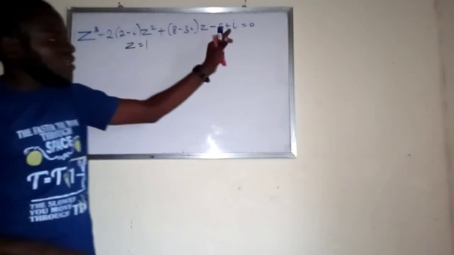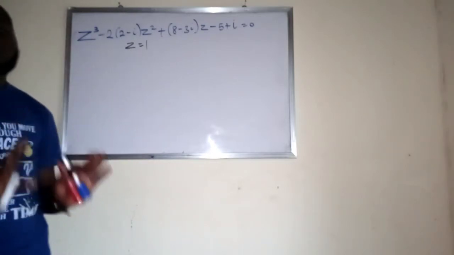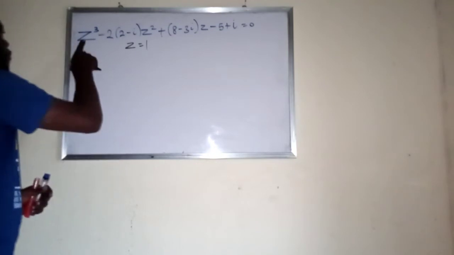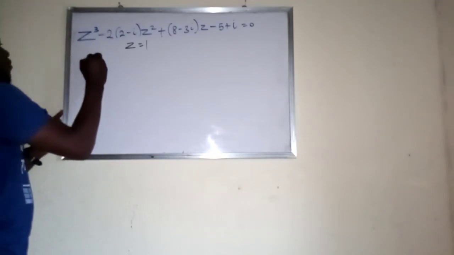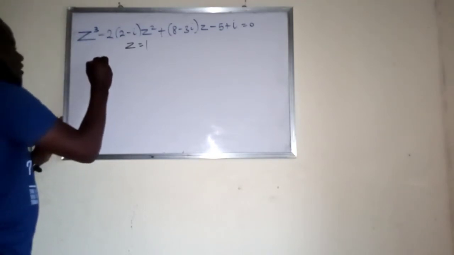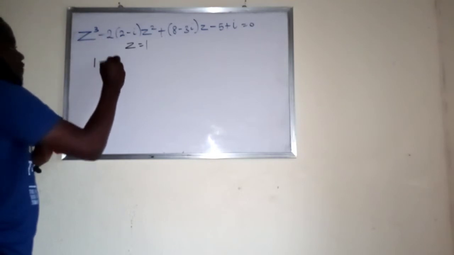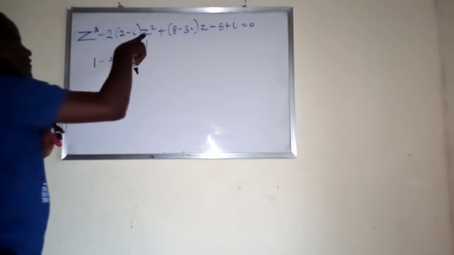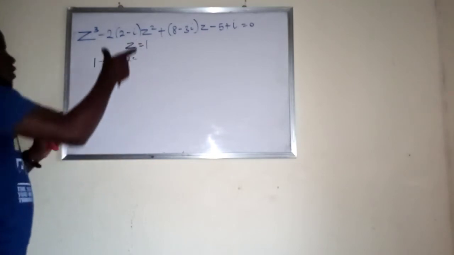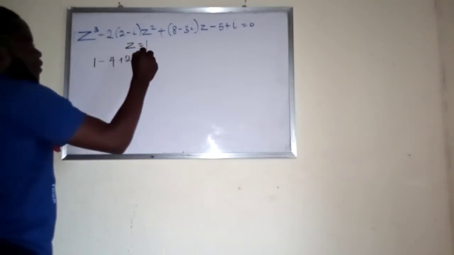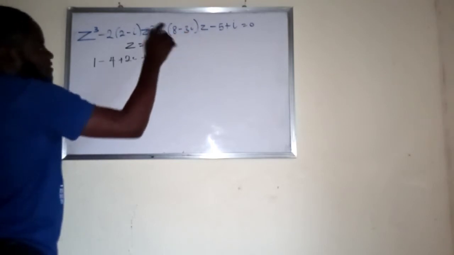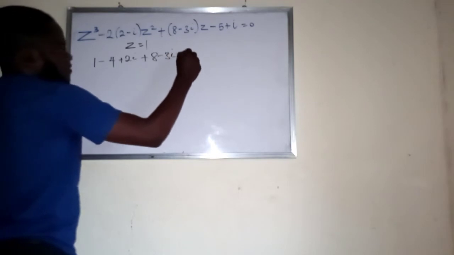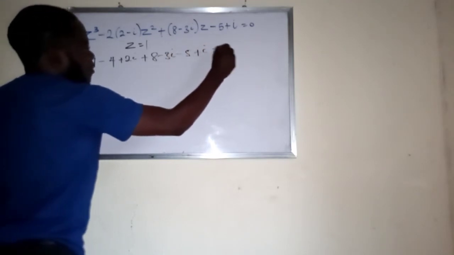If it is not 0, then 1 is not the value of z. Now let's see. If I put 1 here, 1 cubed still remains 1. Minus, this times this will give us 4, and this will be plus 2i. If I put 1 here, it still remains 1. 1 times anything is still anything. So plus this 1 times this will still be 8 minus 3i. Minus 5 plus i equals 0.